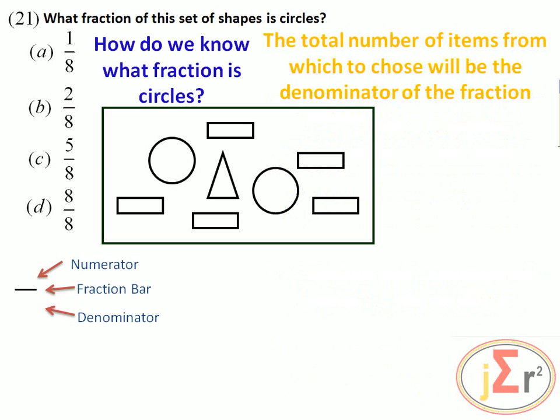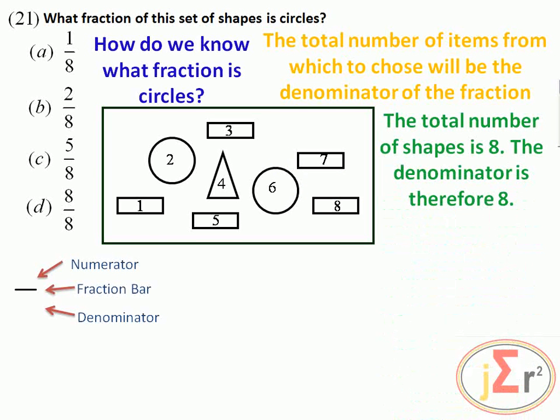So the total number of items from which to choose will be the denominator of the fraction. And we have there how many of them? We have 8 shapes. So the denominator will therefore be 8. The total number of shapes is? 8. The denominator is therefore? 8.